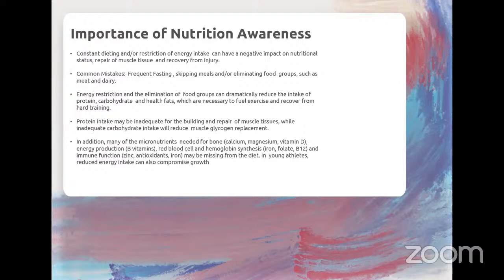Now, in addition, there are micronutrients such as calcium, magnesium, vitamin D. They are important for bone. Then vitamin D is used for energy production. Then iron, folate, and B12 are important for hemoglobin synthesis and blood formation. Zinc, antioxidants, and iron are important to increase the body's immunity. And if any one of these is missing, then obviously you are compromising your own health.